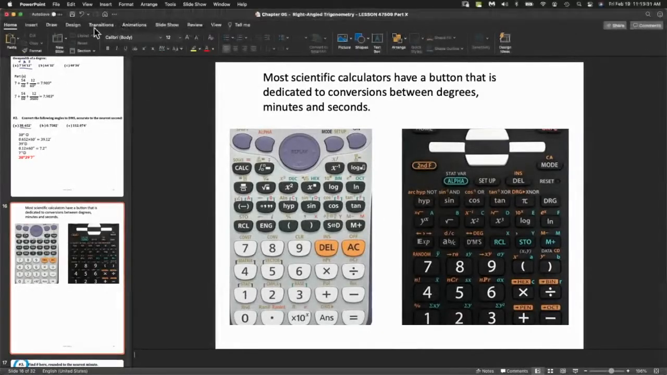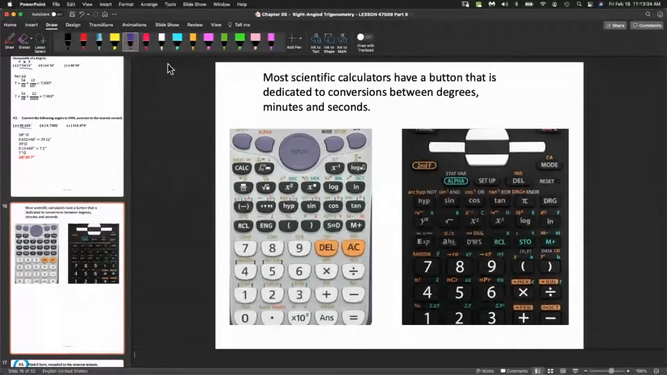So when you want to do degrees, minutes, and seconds, your calculators have buttons that are dedicated to this type of process. So case in point, this one over here. See this button here with the quotation marks? That's degrees, minutes, and seconds. And this button over here. I use these two calculators as the examples, but there's many calculators out there.